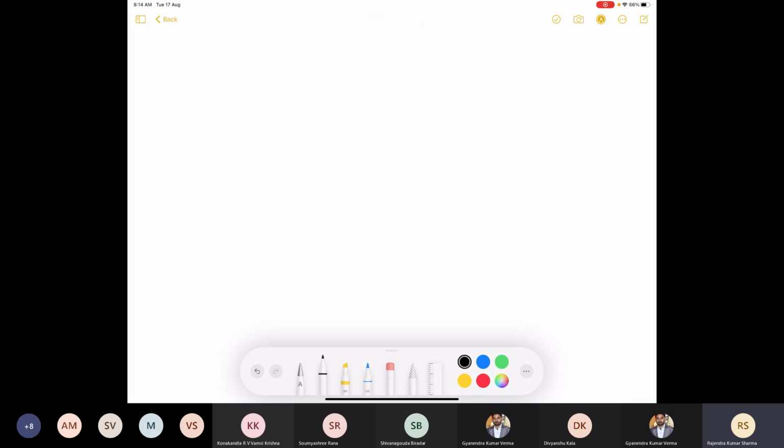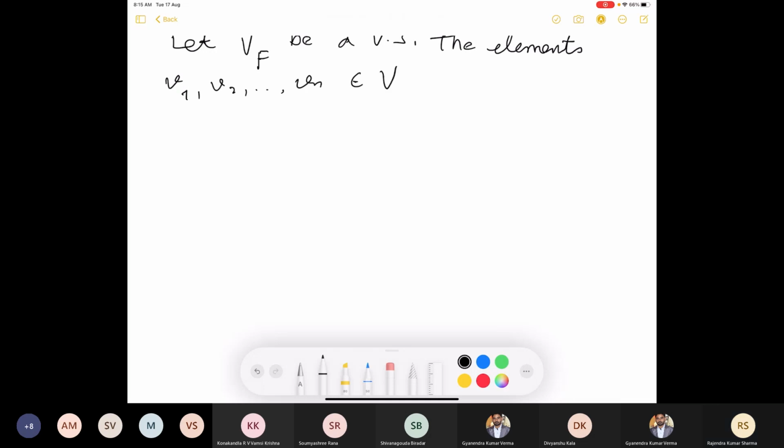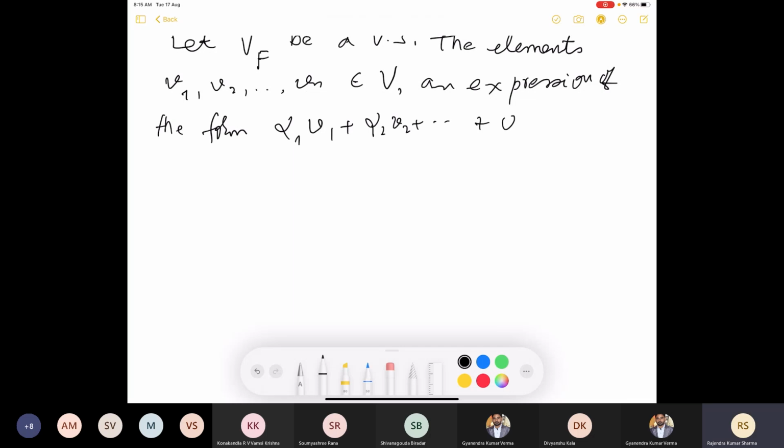So, let us take V over F to be a vector space, and let us take elements, say V1, V2, and so on, Vn in V, and any expression of the form alpha 1 V1 plus alpha 2 V2 plus and so on plus alpha n Vn.